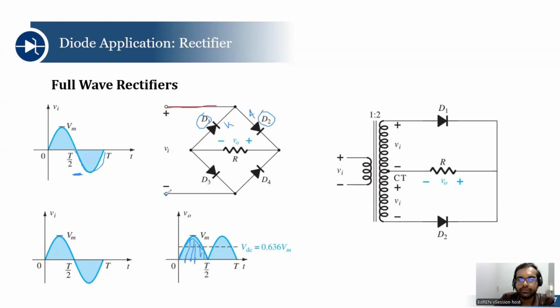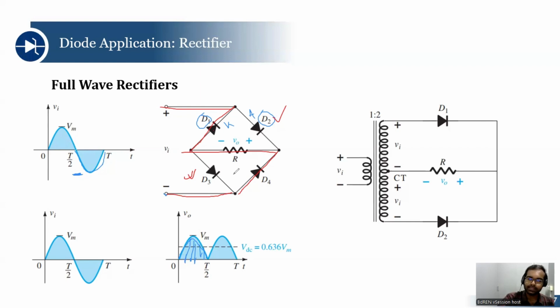Current will flow from here. Then it will go through T4, it will go through R, and it will go through D1 and will reach here. So in simple terms, for the positive half cycle, T2 and T3 will be in forward biasing, but T1 and T4 will be in reverse biased condition. For the negative half cycle, the diodes T1 and T4 will be in forward biased condition, and the diodes T2 and T3 will be in reverse biased condition.